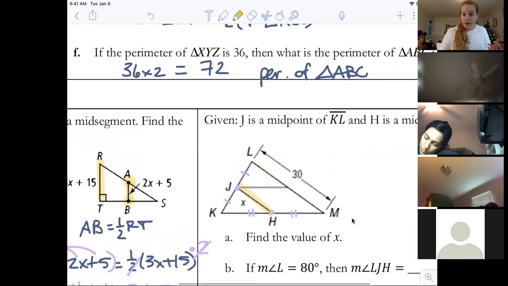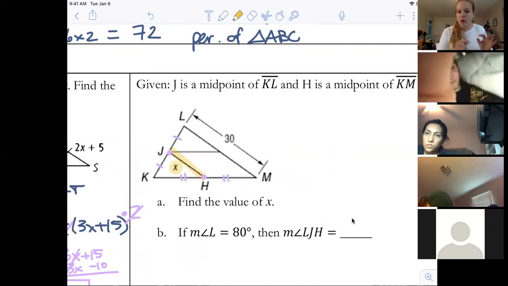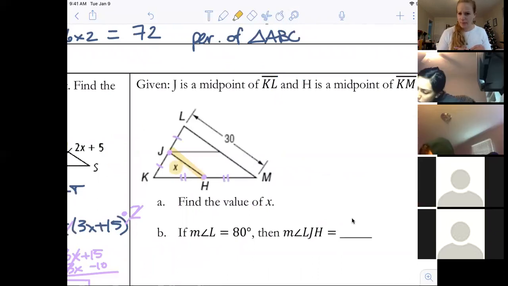That's what we learned today. So JH is my midsegment. Okay. And I don't know if it's easy or not to tell, but that X goes with JH. So that X is referring to the length JH. And the first question says, find the value of X. Ooh, how do I do that? How do I find X?